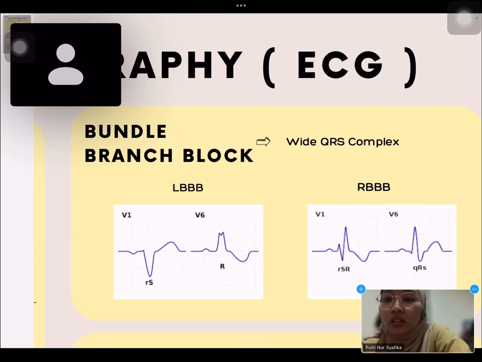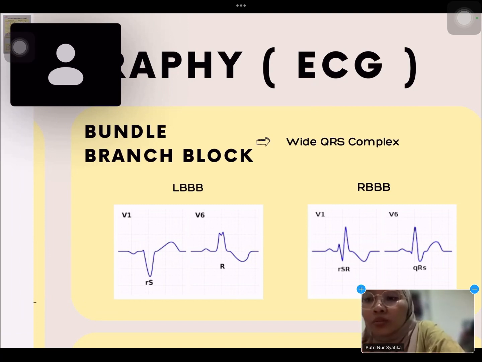First, for the LBBB, which is left bundle branch block, the right ventricle will contract first, and then the LV will contract. We look at the V1 and also V6 leads. For V1, it will have a W shape, which is an RS, and for V6, it will have a notch showing an M shape or rabbit ears.